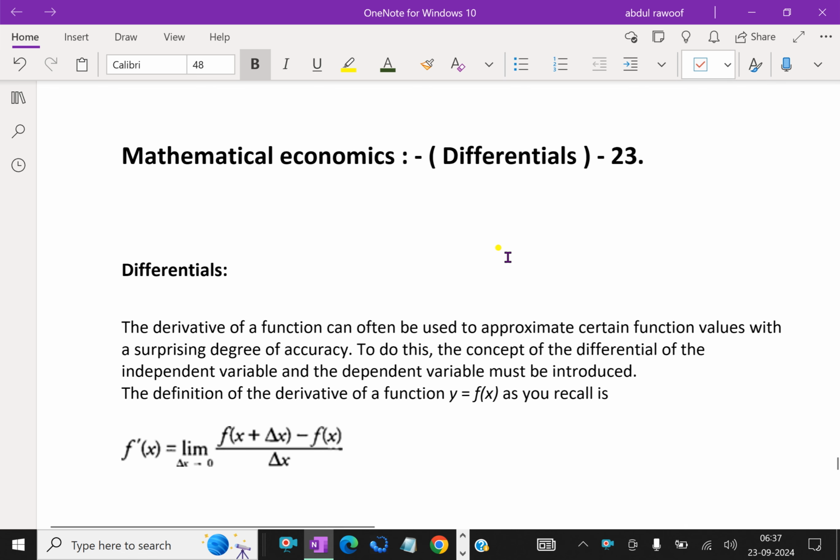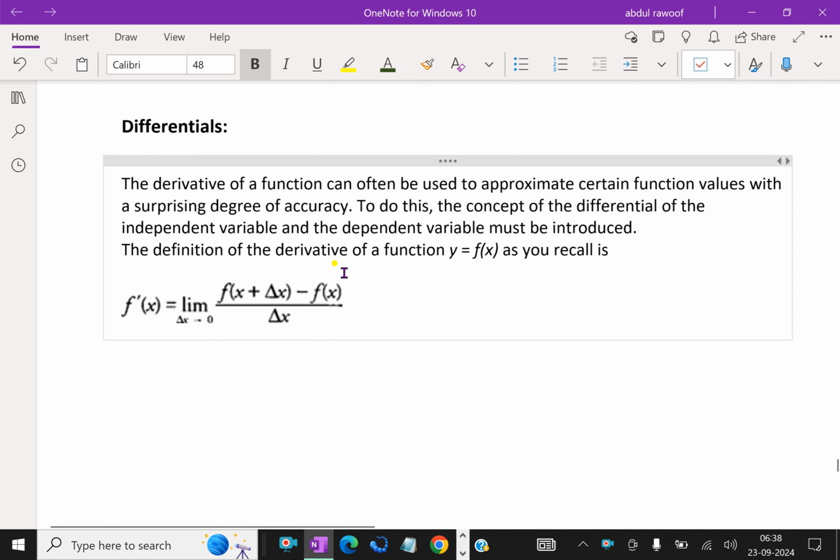What is a differential? The derivative of a function can often be used to approximate certain function values with surprising degrees of accuracy. To do this, the concept of the differential of the independent variable and the dependent variable must be introduced.